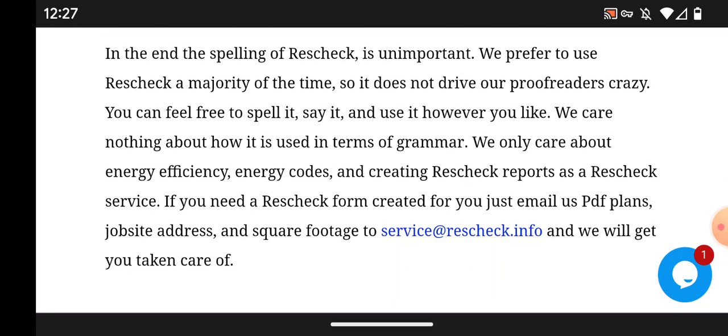In the end, the spelling of Rescheck is unimportant. We prefer to use Rescheck a majority of the time. That's just regular Rescheck without capitalizing the first three letters, so it does not drive our proofreaders crazy. You can feel free to spell it, say it, and use it however you like. We care nothing about how it's used in terms of grammar. We only care about energy efficiency, energy code, and creating Rescheck reports as a Rescheck service.